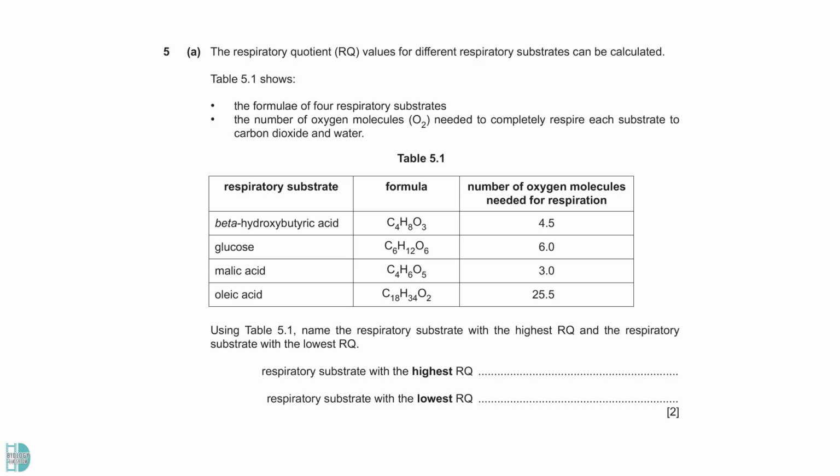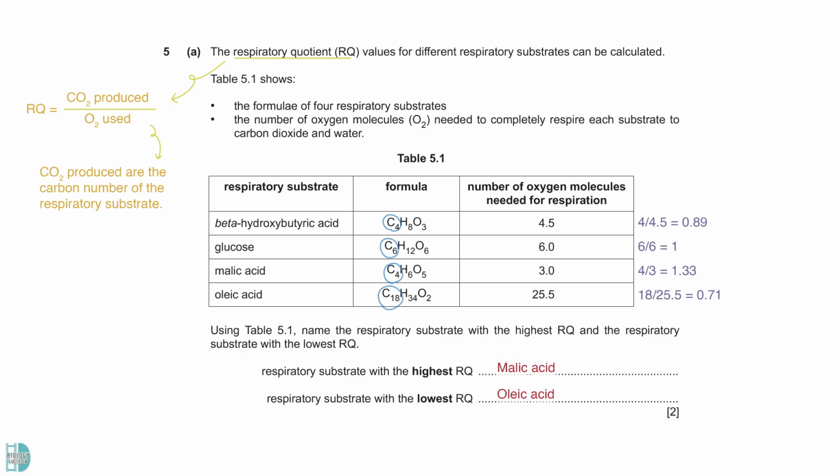5A shows a few respiratory substrates and the oxygen needed for their respiration. You are asked to identify the substrate with the highest and lowest RQ values. RQ is the carbon dioxide produced divided by the volume of oxygen used when a substance is respired. In general, the molecules of CO2 produced equal the carbon number of the respiratory substrate. When you divide the molecules of CO2 produced by the molecules of O2 used, malic acid has the highest value, while oleic acid has the lowest.